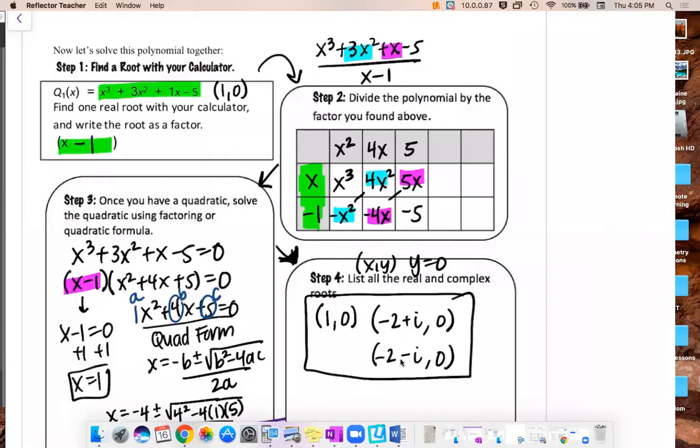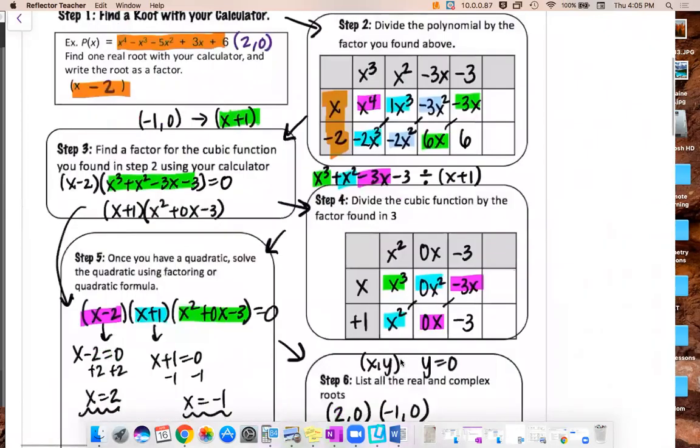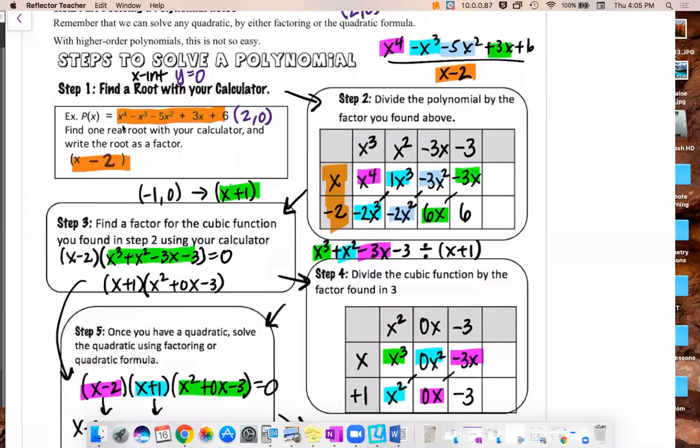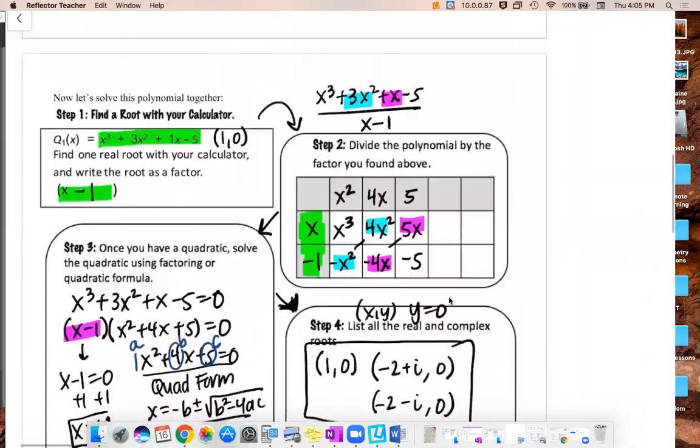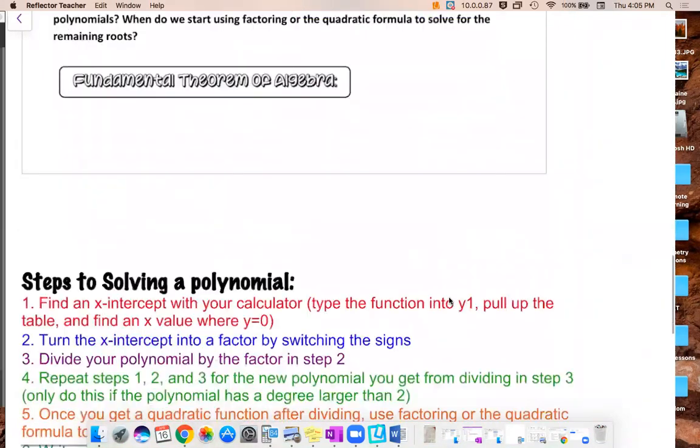Okay, so if we go back to the one up here, this was a degree 4 polynomial because the highest degree was 4, and then we got 4 answers. So we knew that we were finished. So this has a name, and this is called the fundamental theorem of algebra.